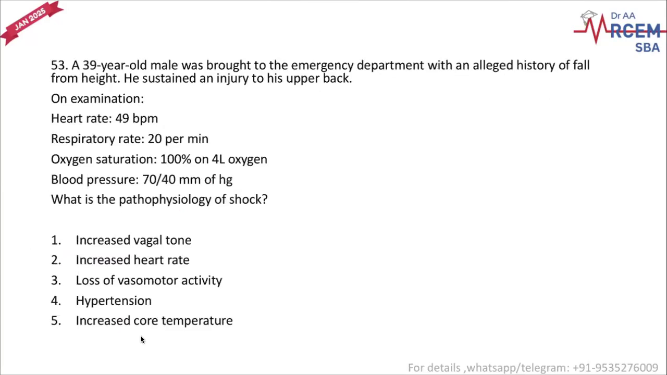A 39-year-old male was brought to the ED with an alleged history of fall from a height. He sustained injuries to the upper back. Examination shows bradycardia and hypotension. What is the pathophysiology of the shock? Again, we have already dealt with this kind of question. So bradycardia and low blood pressure is suggestive of a neurogenic shock.